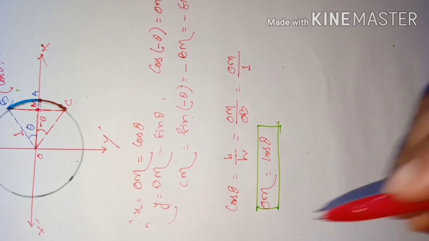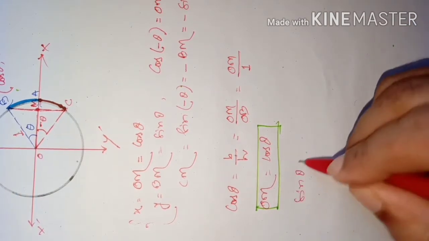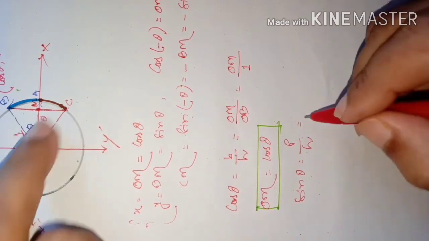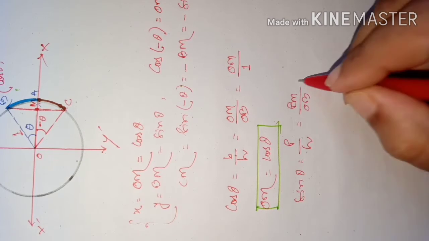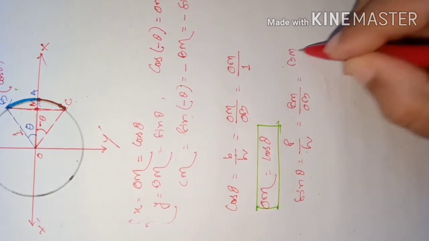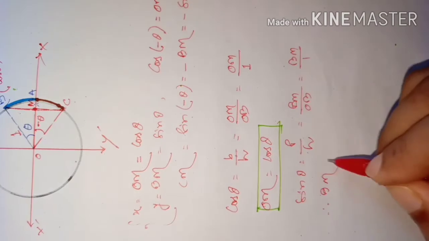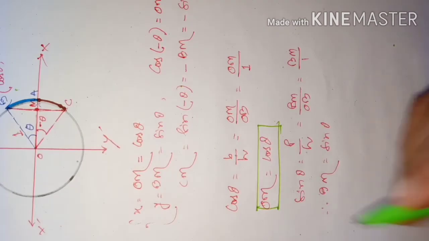Now that is BM. Sin theta is equal to perpendicular by hypotenuse. And perpendicular is BM, by hypotenuse OB. OB is again 1. So BM by 1. Therefore we can say BM is equal to sin theta.